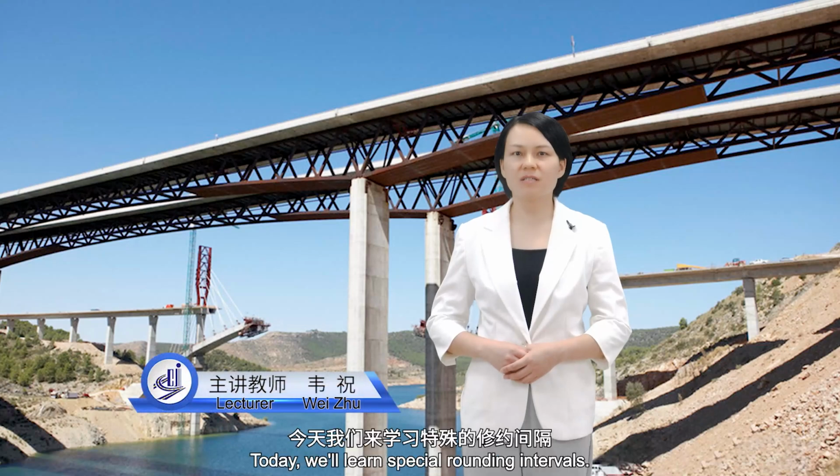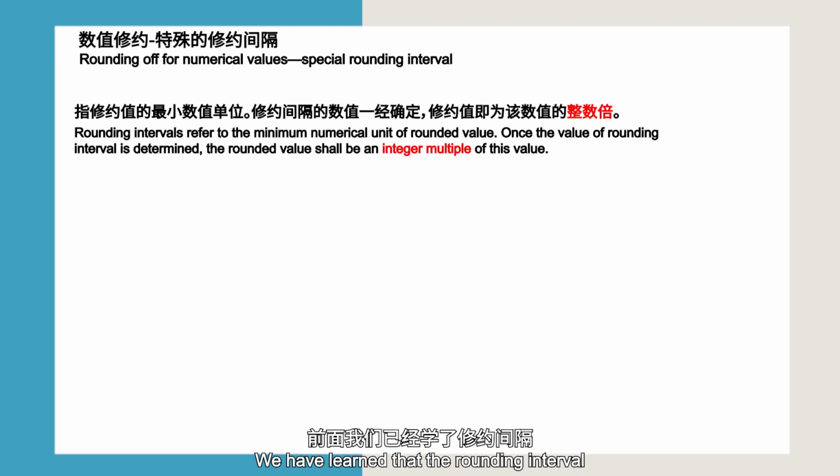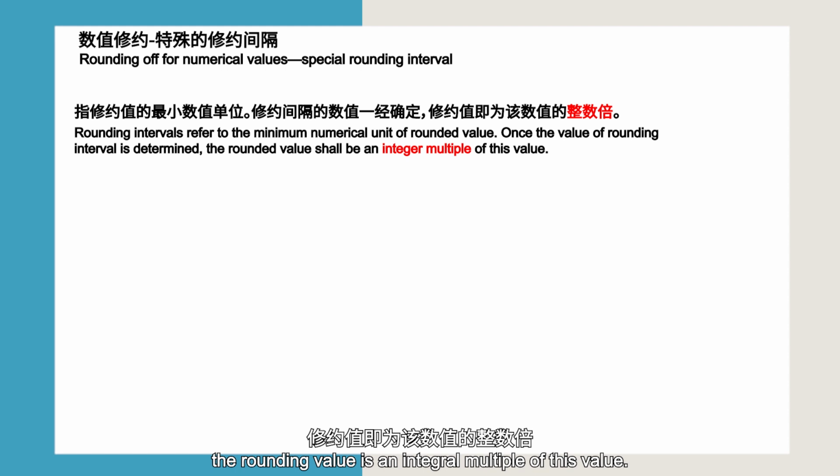Hello everyone. Today, we'll learn special rounding intervals. We have learned that the rounding interval refers to the maximum value unit of the rounding value. Once the rounding interval is determined, the rounding value is an integral multiple of this value.